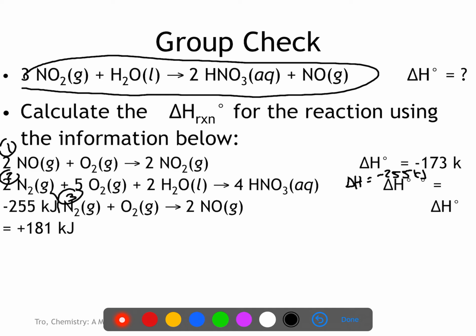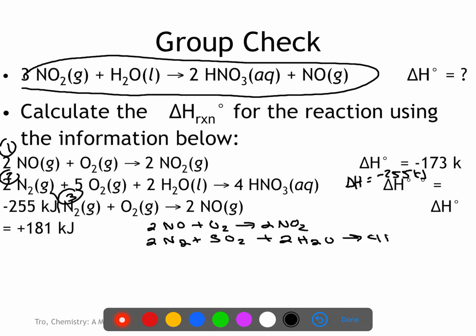Well, I have 3 NO2s on my left side, and looking at my equations, I'm going to rewrite them so it's a little bit easier to see. I have 2NO plus O2 makes 2NO2. Then I have 2N2 plus 5O2 plus 2H2O. And then N2 plus O2 makes 2NO.